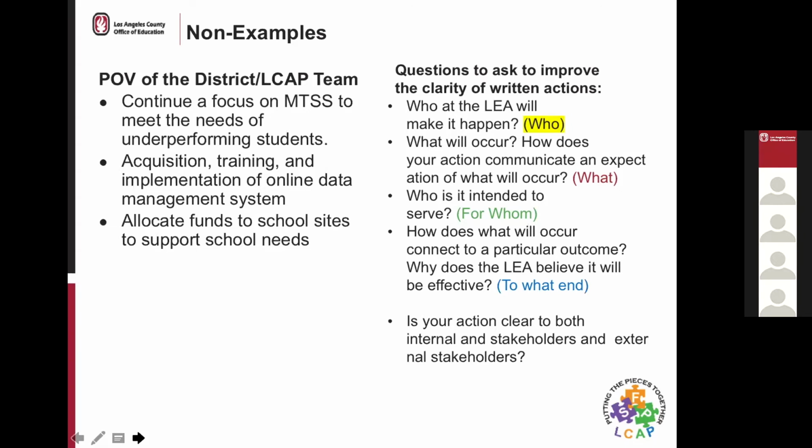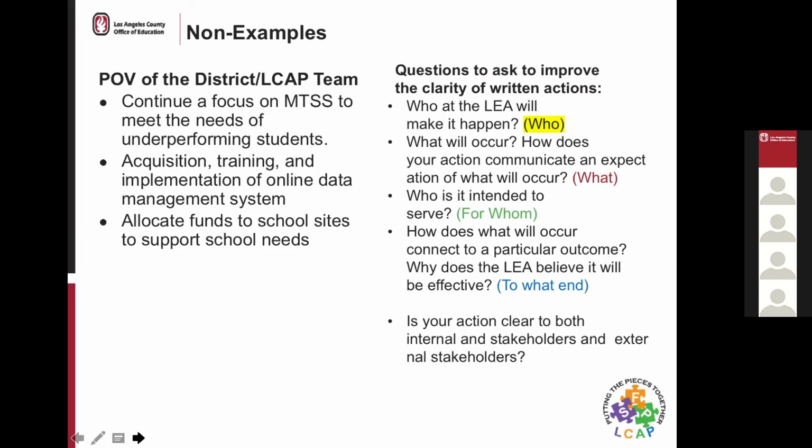So we're looking at these examples. The first bullet, if someone external to our system did not understand what MTSS was, we may be asking the question, what is MTSS? We also don't know who is implementing it here or to what end. Well, it says to meet the needs of performing students. What do we expect to accomplish with that online data management system in the second bullet? Who is involved? Who benefits from its use? Why do we need it?